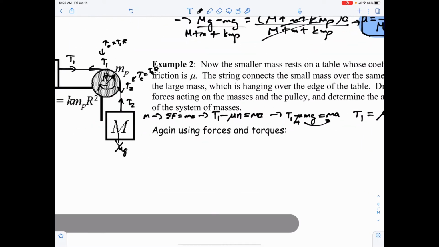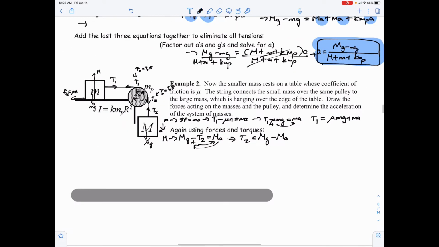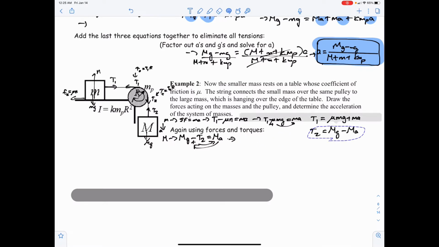Okay, there's that. Now, let's focus on big M. Big M is accelerating downward. So you've got big Mg is the causing force minus tension 2 is equal to big Ma. I'm going to add T2 to this side, subtract Ma to that side, and T2 is equal to big Mg minus big Ma. Okay, so we have those.